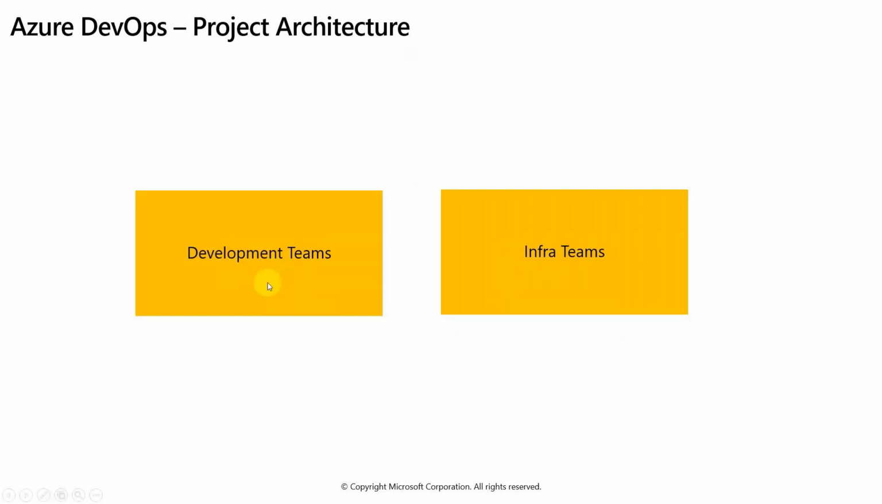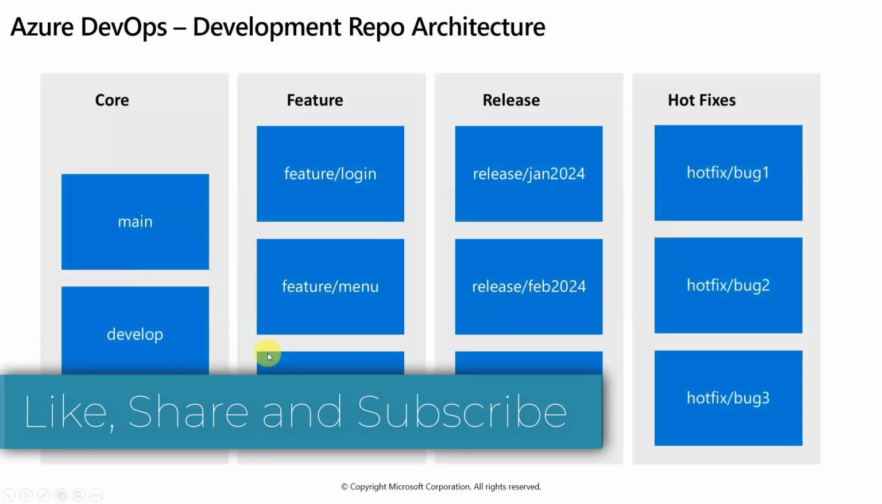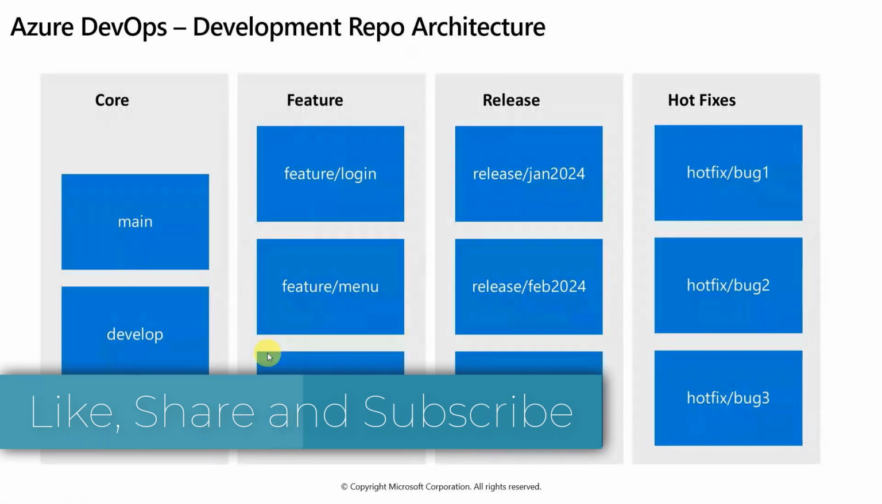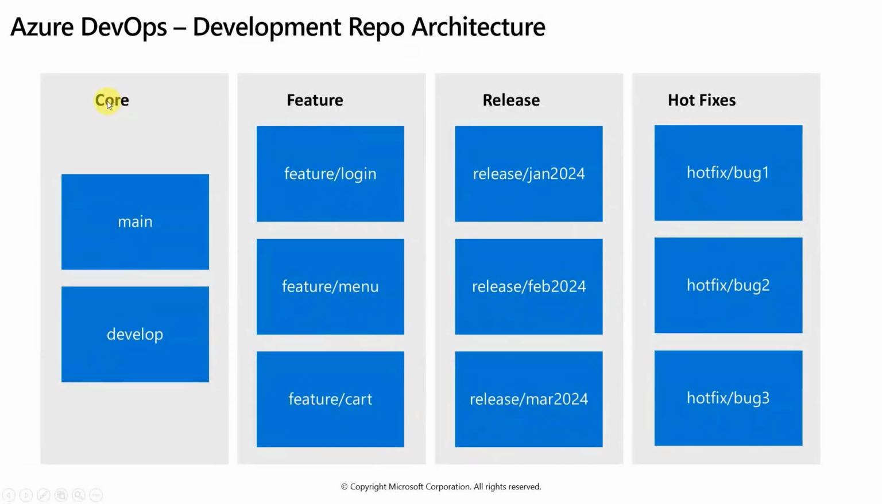So let's understand the repo architecture or branch architecture of development teams. You see, it is complex, so many different types. As I said, core: the main branch and develop branch, these two are long-lived branches. Nobody can delete them. Of course, administrators can delete them, but in general, normal developers cannot.